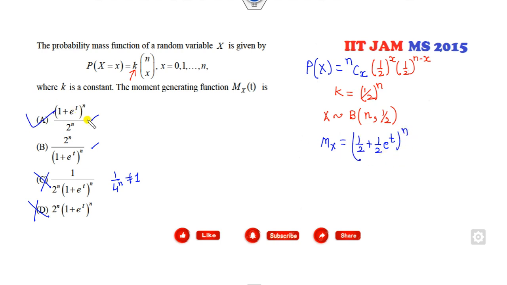So which one is the right answer? A is the right answer, and you can see that. That's a very simple approach you can think about here. There is one more method.